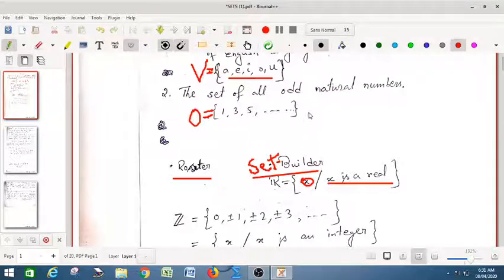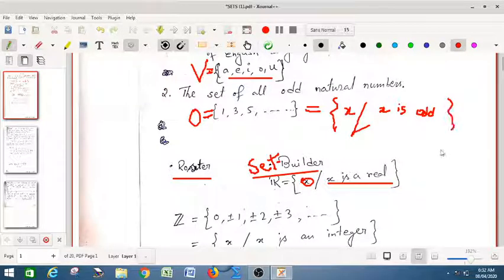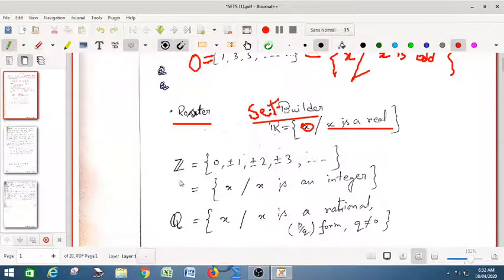In this case also we can write that. Suppose the odd natural numbers: we can write x such that x is an odd natural number. So this is the writing, and we can write it in this way. The set builder form is a more compact form. Suppose the set of integers: we know the set of integers is 0, plus minus 1, plus minus 2, plus minus 3, etc. We can write it in set builder form as x such that x is an integer.